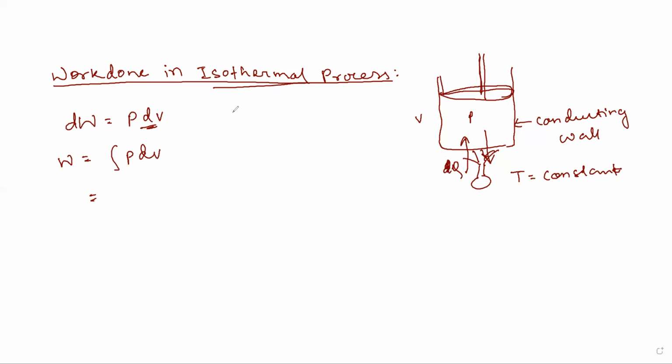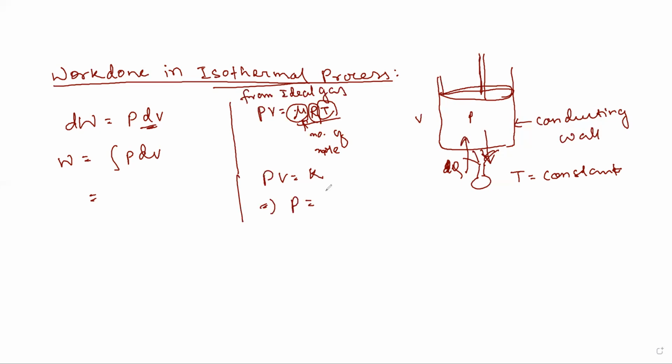P will also change. So from the ideal gas equation, we know that PV is equal to mu RT, or nRT. Mu is the number of moles. Now, as it is an ideal gas, temperature is constant, R is the gas constant, mu is a constant, so everything is a constant. So we can write for an isothermal process PV is equal to a constant, K. Or you can write that P is equal to K by V.